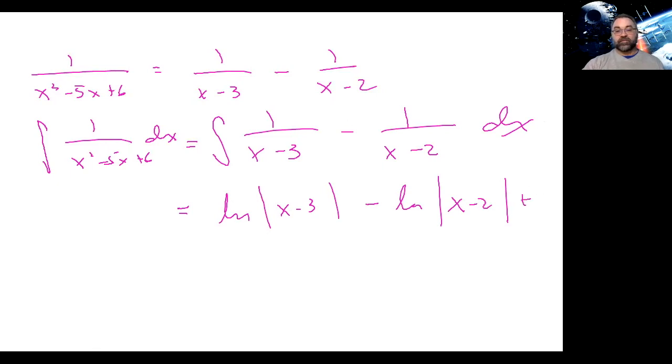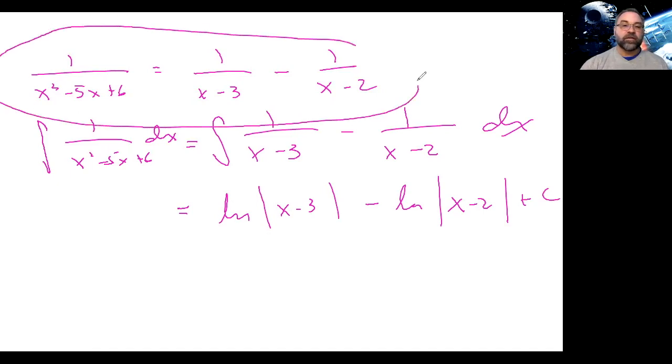Done. So the trick to partial fraction decomposition is, how did we get here, right? How do we know that 1 over x squared minus 5x plus 6 is equal to 1 over x minus 3 minus 1 over x minus 2? That's the partial fraction decomposition part. Let me show you how they did that.